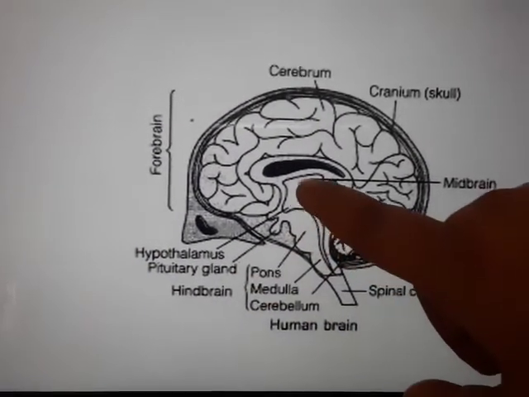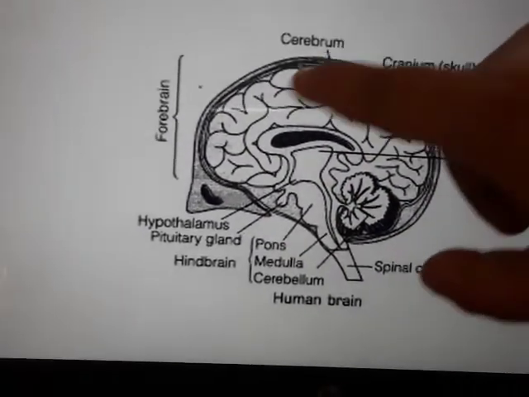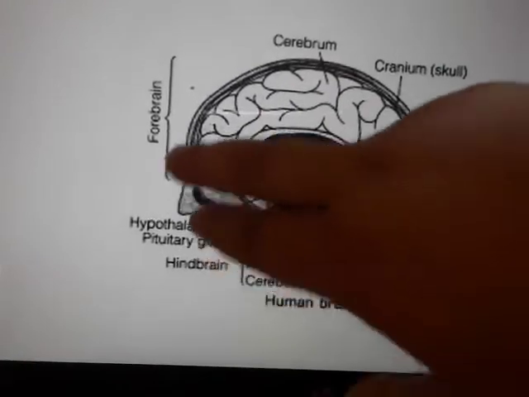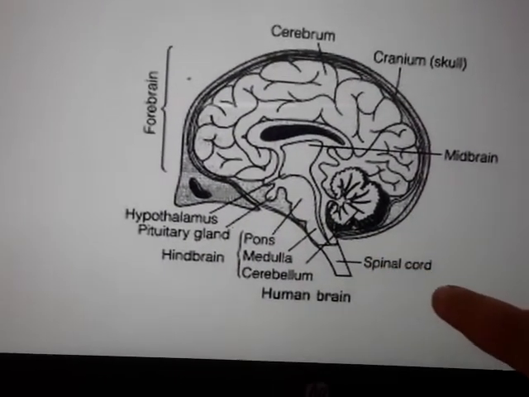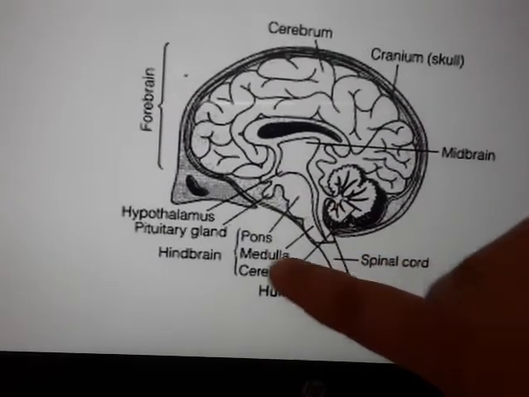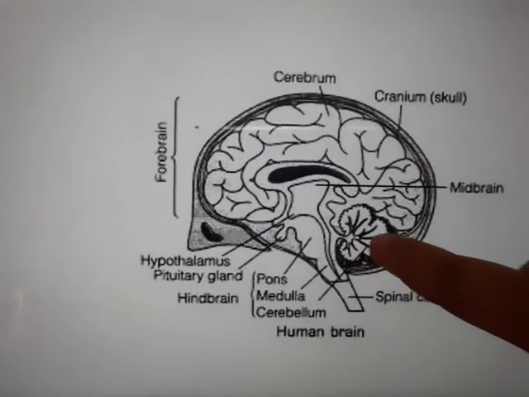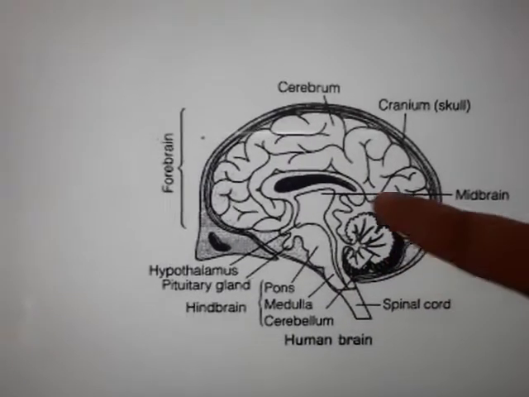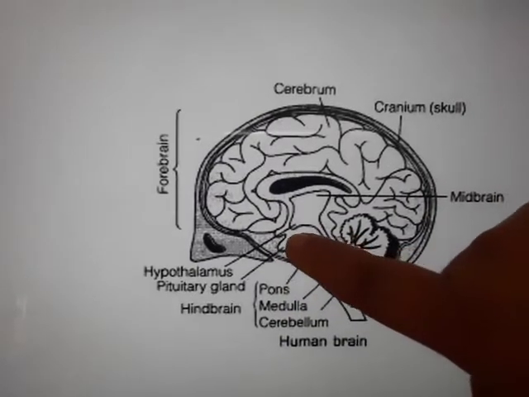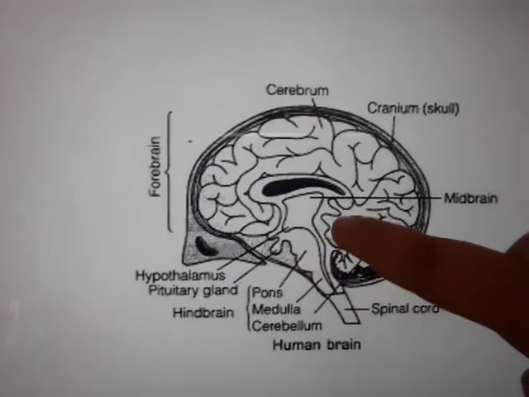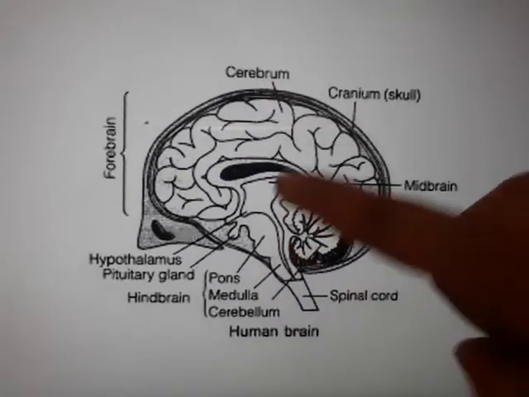Now this is the hypothalamus, this is the midbrain, this is the outer layer, the cranium, and this, as I told you, is the forebrain, this is cerebrum, and this is the spinal cord. These three parts make up the hindbrain, that is the pons, medulla, and this is the cerebellum, which provides extra space for the nuclei. This is the pituitary gland, which has the major role in brain functions and endocrine system.